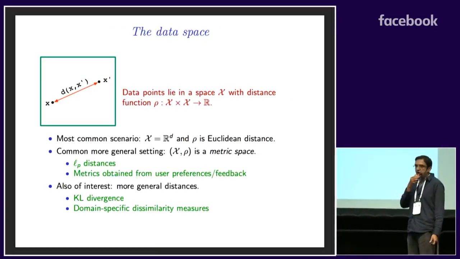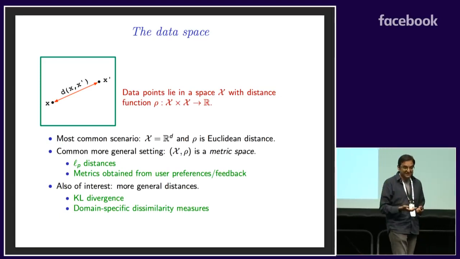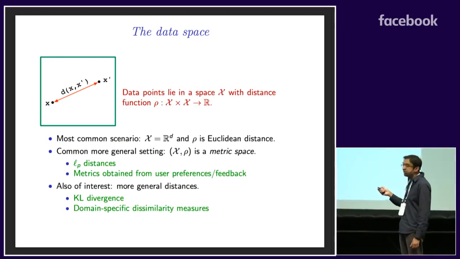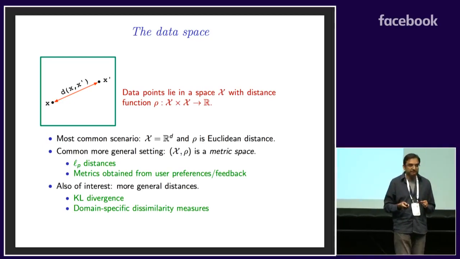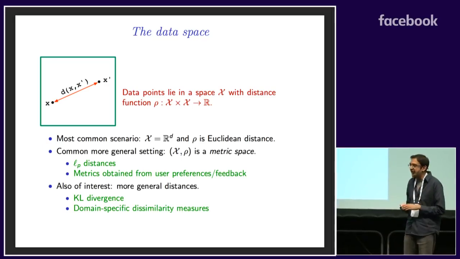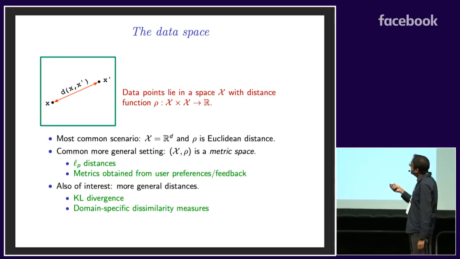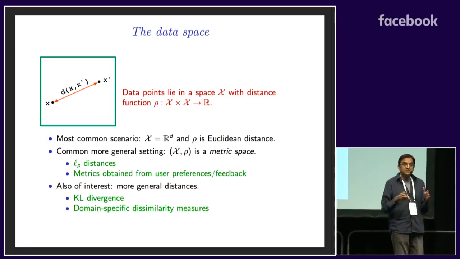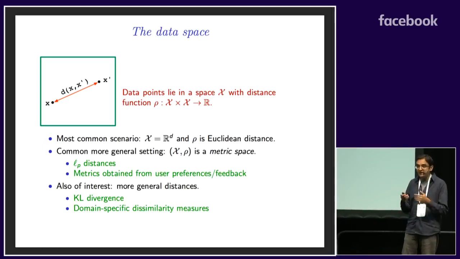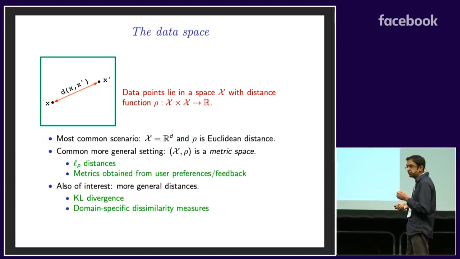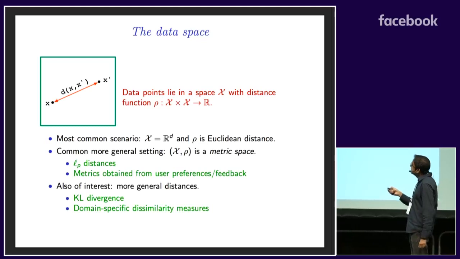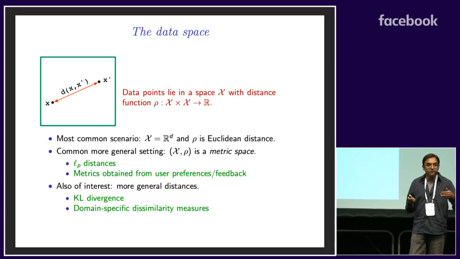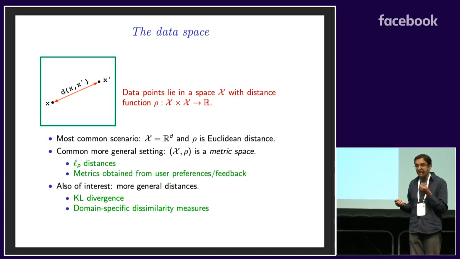The key object in nearest neighbor, of course, is the distance function. Almost all of the work has focused on the finite dimensional Euclidean case, on both the statistical and the algorithmic side. A more general case that's of great interest is when the distance function is a metric, so it's symmetric and satisfies the triangle inequality. This is a big jump. There are many things that work in Euclidean space that break when we move to the metric setting, and we'll see some examples of that.